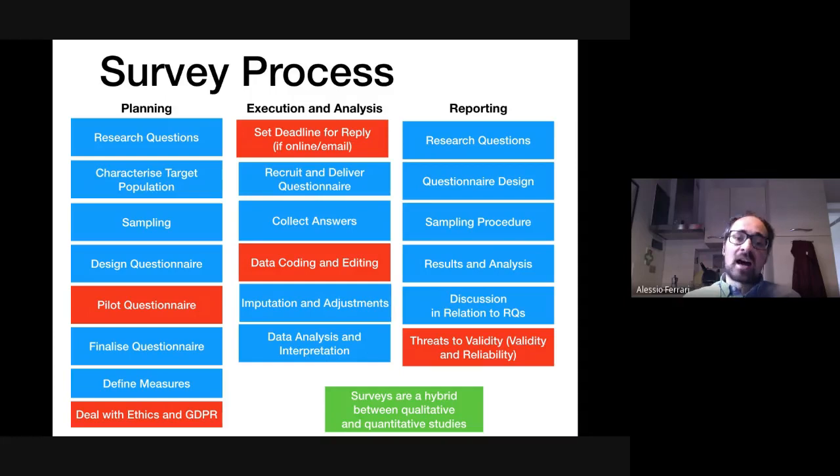Finalize the questionnaire after gathering feedback from your piloting. Define measures for what you want to quantify. For example, you may have a link between some constructs and some questions, and you want to link them to specific measures of frequency to answer your research questions, and here is the time in which you define these measures. Then deal with ethics and GDPR, the European privacy norm that we will discuss briefly at the end of the lecture.